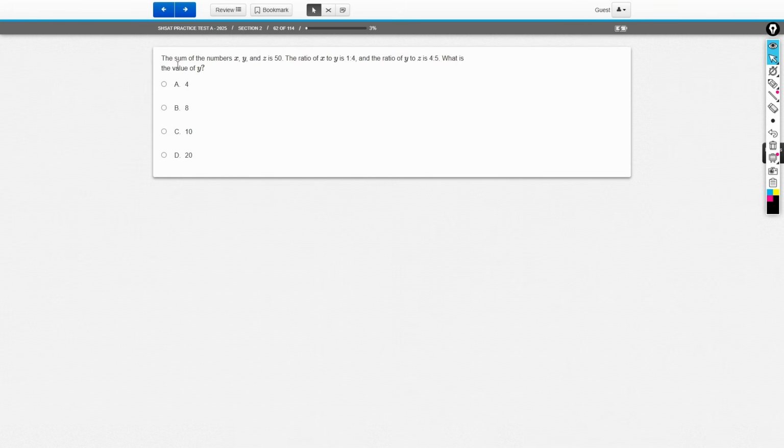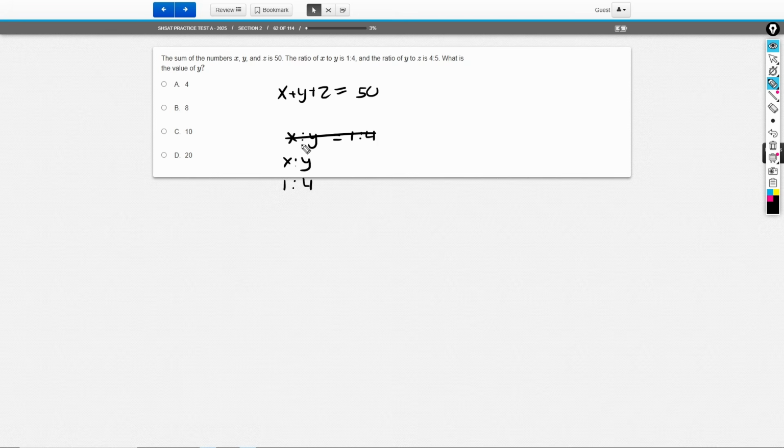All right. This problem says the sum of the numbers x, y, and z, so x plus y plus z, is 50. And we know the ratio of x to y is 1 to 4. Or I can just write it like this. X to y is the same thing as saying 1 to 4. We know that the ratio of y to z is 4 to 5. Okay? So in order to solve this problem, you need to know how to rewrite ratios.